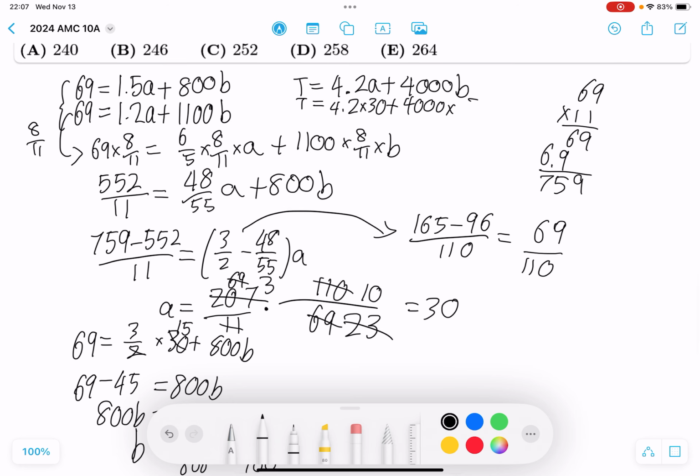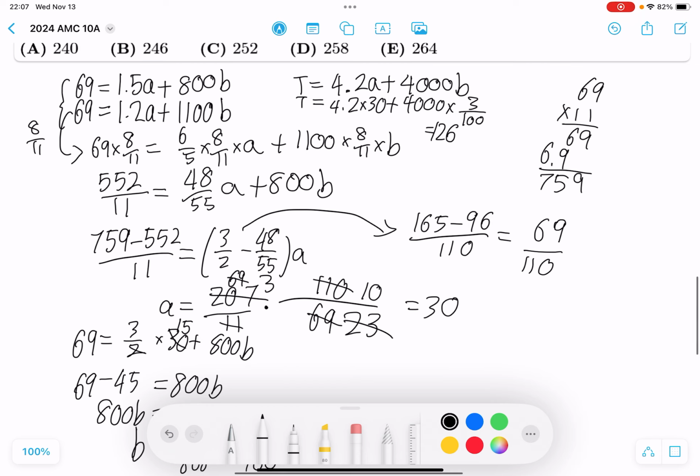So that's 4,000 times 3 over 100. Let's evaluate this. 4.2 is written as 42 over 10. So we have 42 over 10 times 30, which is 42 times 3, that's 126, plus 4,000 times 3 over 100, which is 40 times 3, which is 120. So our answer is 246.